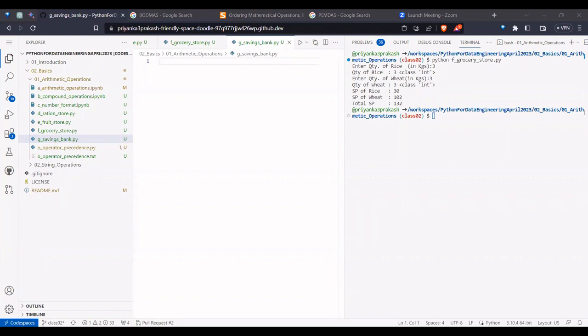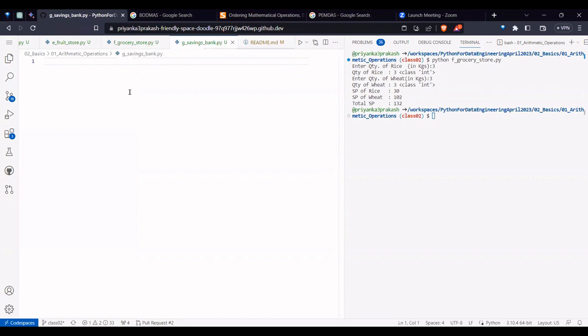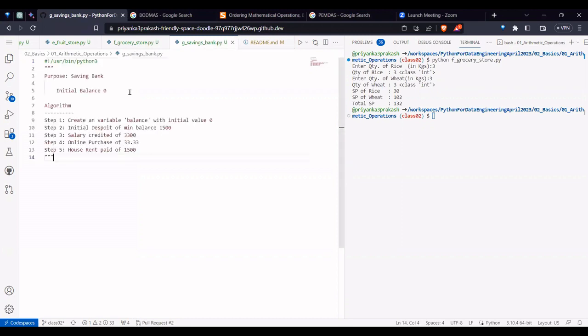A small example. First, you create a balance account, and you want some kind of activities. Whenever I want to write a program, first I write it in English-like language so that I can understand what I need to do. Any bank initially their balance will be 0. So first I create a variable called balance with initial value 0. Then initially I deposit a minimum balance. After the initial deposit, salary was credited, which is also an addition. Then some online purchase means deduction. House rent is paid, then it's a deduction. Finally, display the end result.